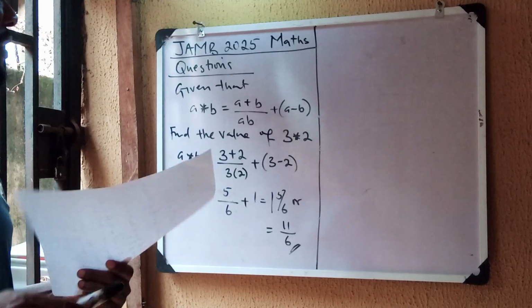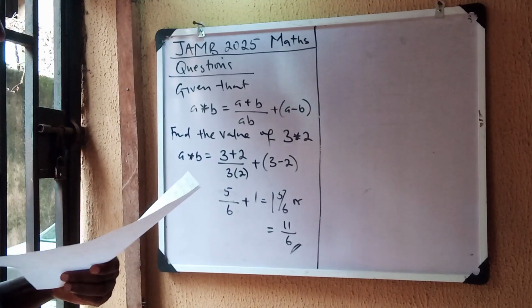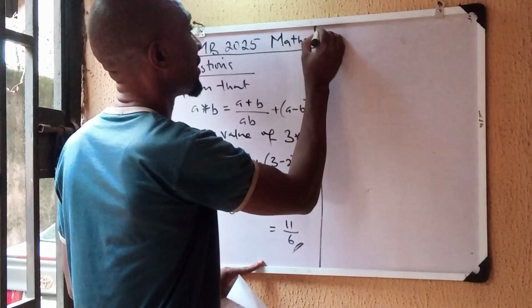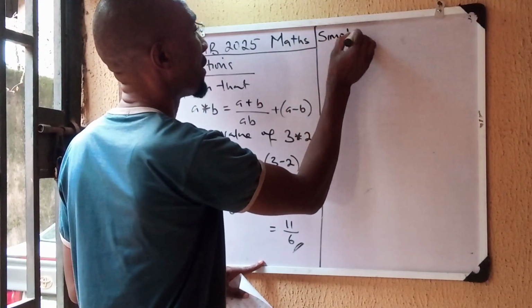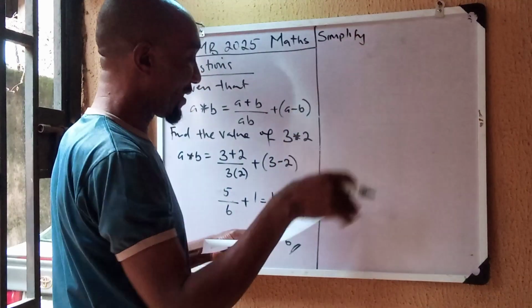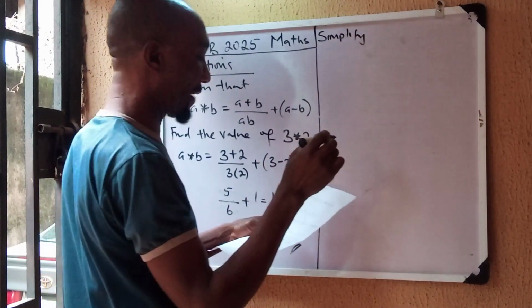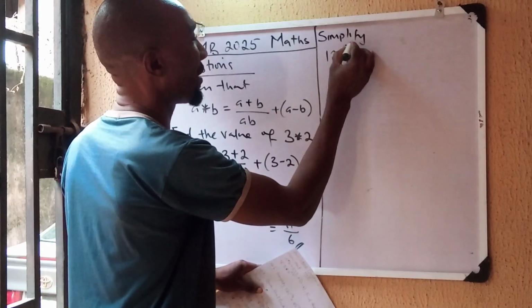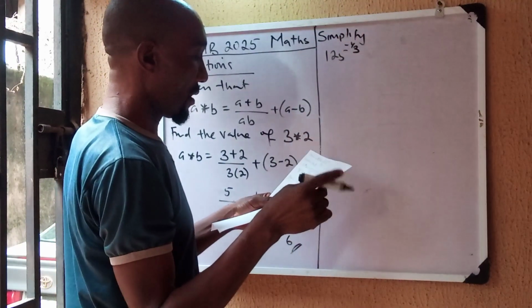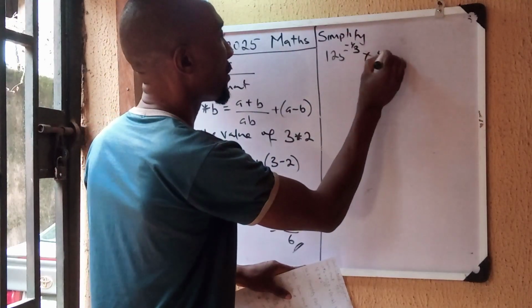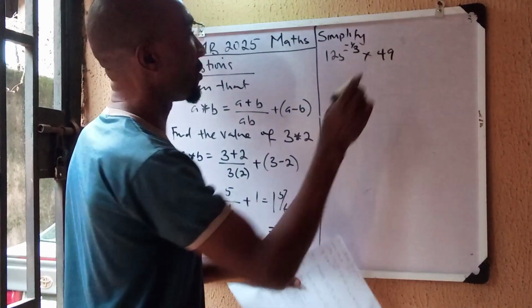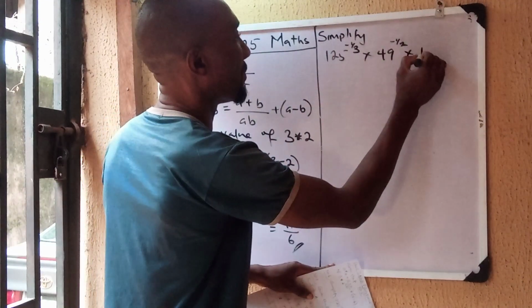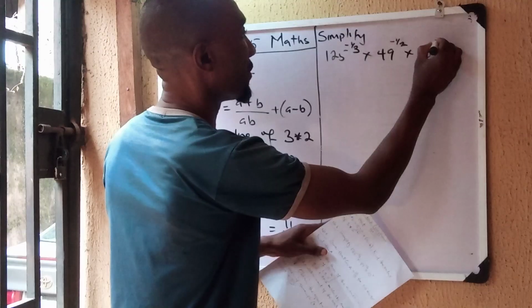Now let's look at the second one. The second question says simplify 125 to the power of minus 1 over 3, then times 49 to the power of minus half, and then multiplied by 10 to the power of 0.